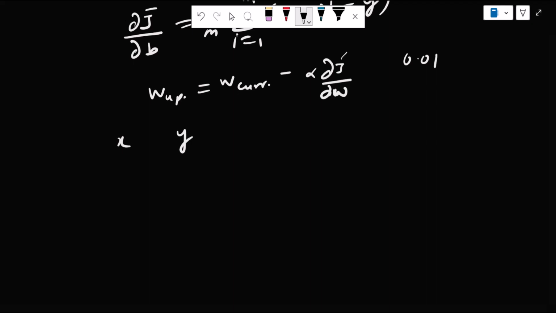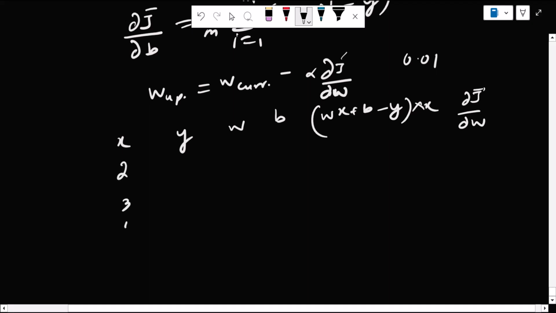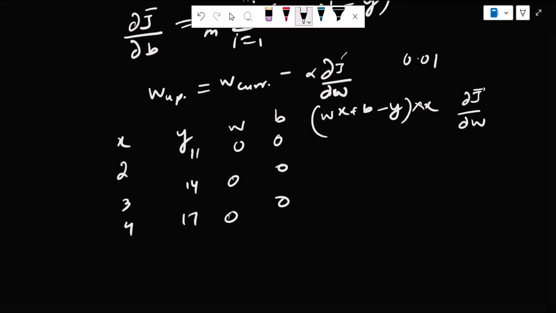So again we will draw a table: X, Y, W, B, Wx. To find new W, we have to find Wx plus B minus Y into X, and then we have to find dJ/dW on the basis of that formula. So we have values of X as 2, 3, 4, Y as 11, 14, 17. W and B we have chosen as 0. So these are the current values of W and B. If we calculate by inputting the values of X and B, we get minus 22, minus 42 and minus 68.